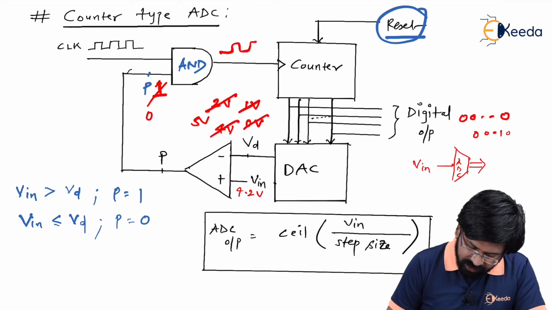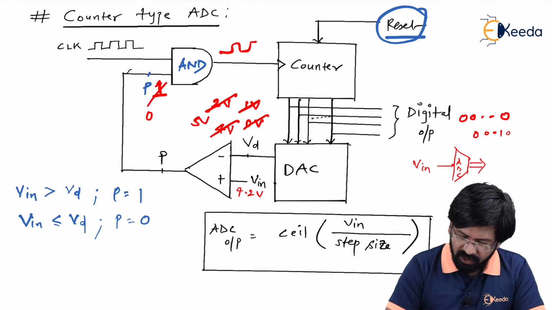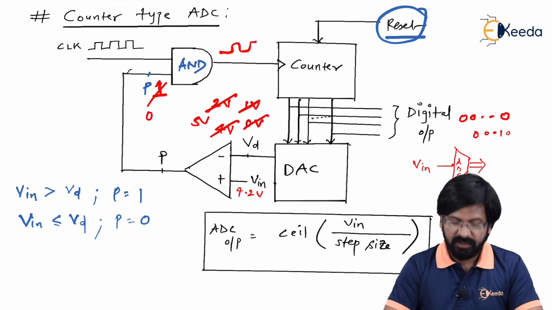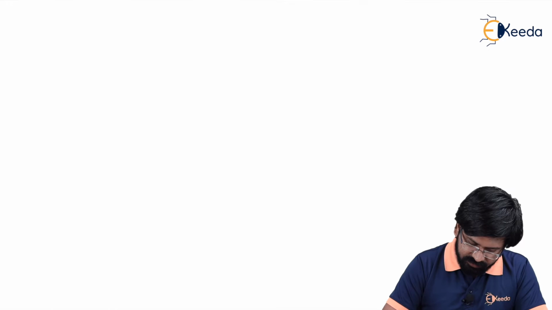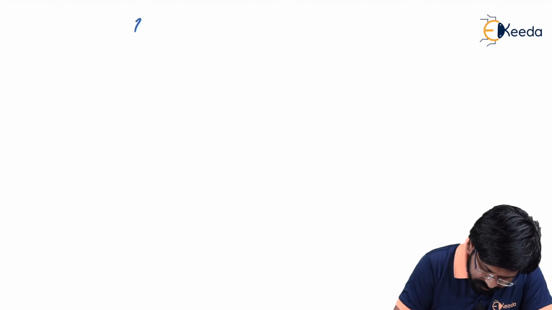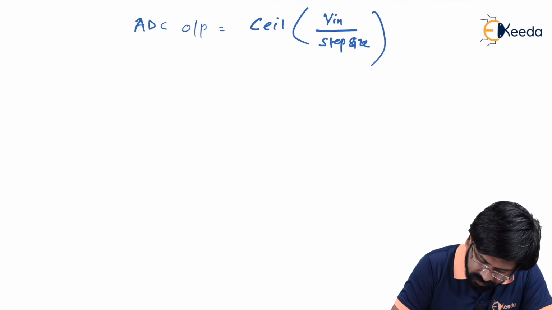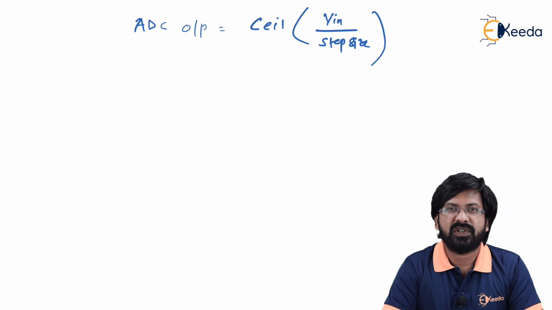As you can see, I have written a formula here which says ADC output is equal to the Ceil function of Vin divided by step size. So I'll just elaborate this formula. The formula says ADC output is the Ceil function of Vin upon step size. Now to be very precise, it is actually the step size of the DAC.